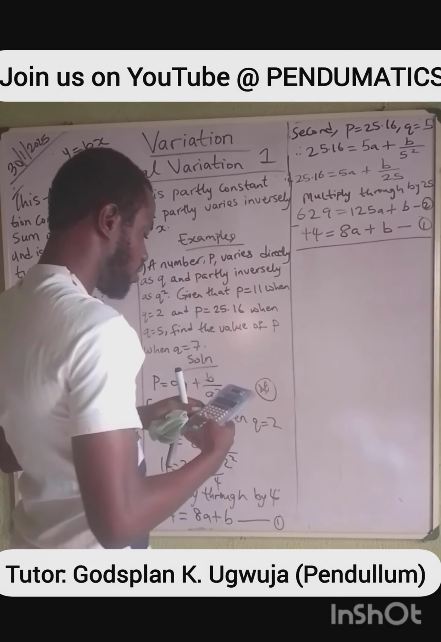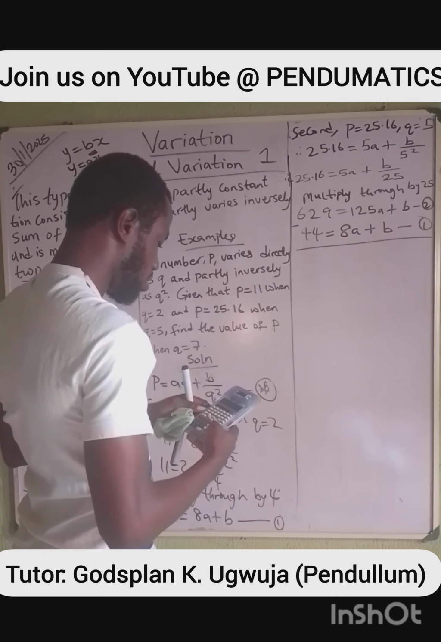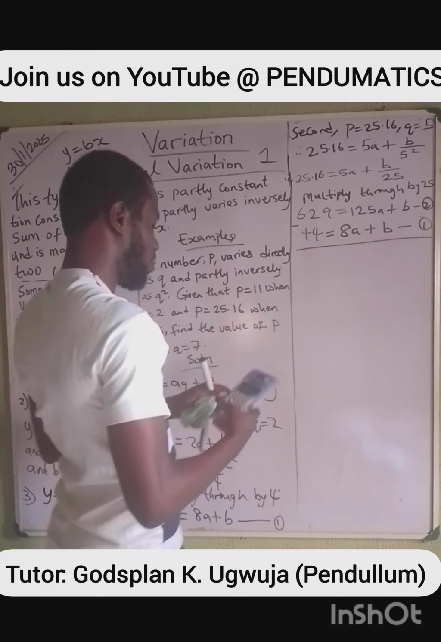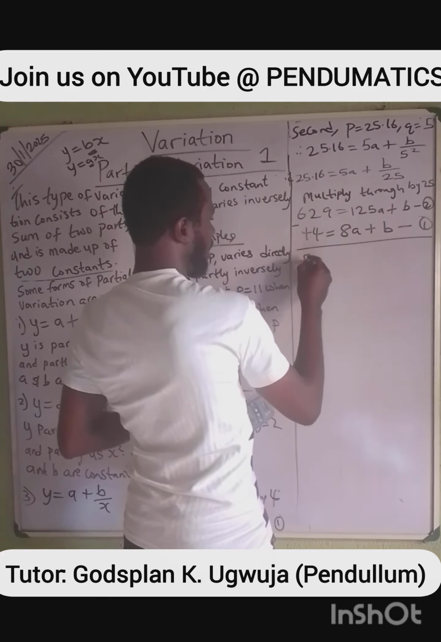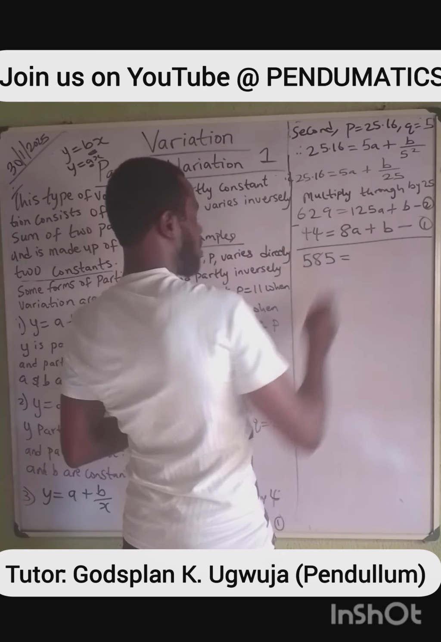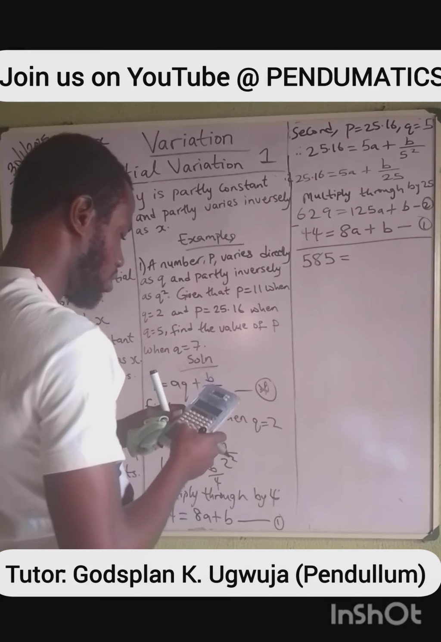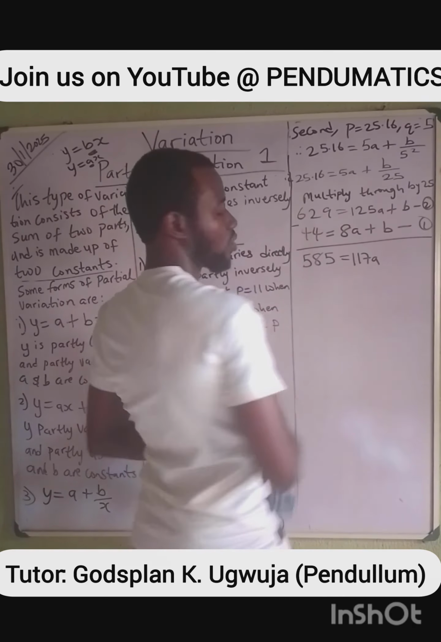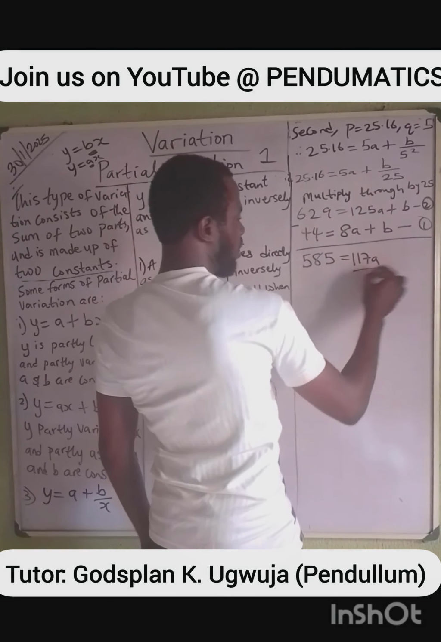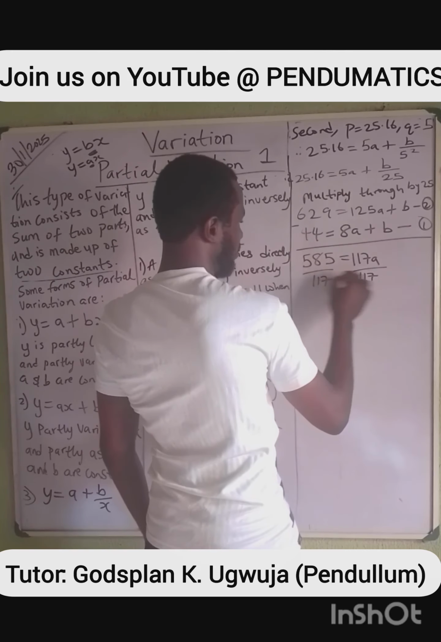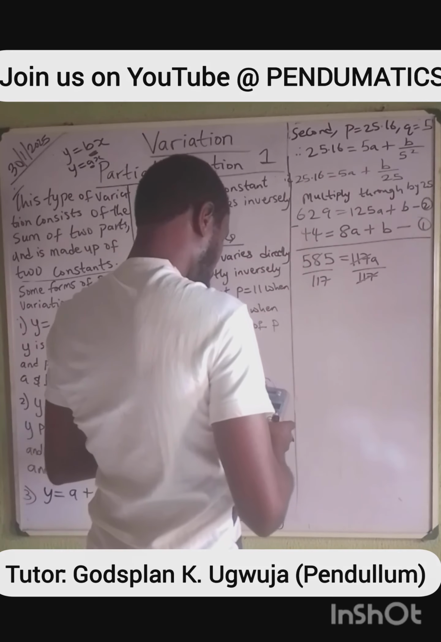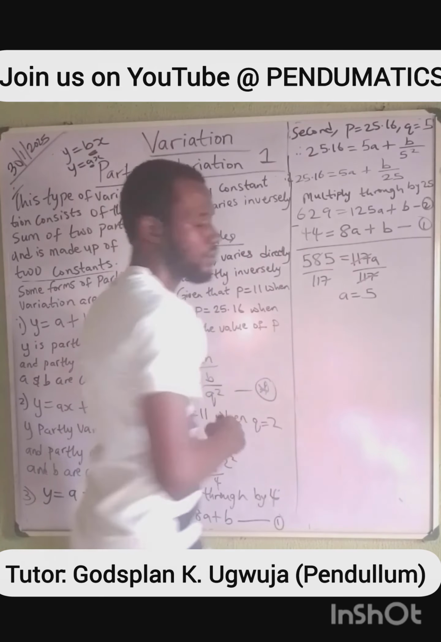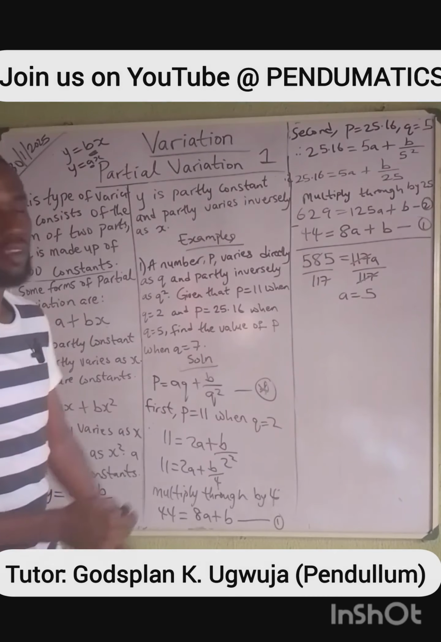So 629 minus 44 will give me 585. 125 minus 8 will give me 117a. b minus b is 0, so b is gone. Now to find a, I will divide here by 117. 117 can cancel 117. And if you divide this part, a is equal to 5. So now I found the value of a.